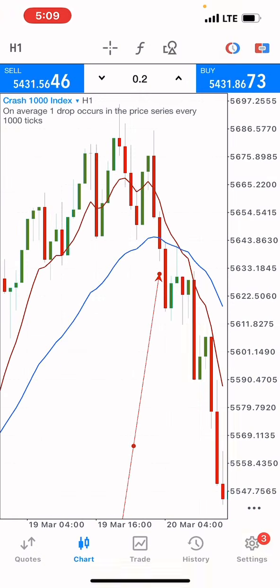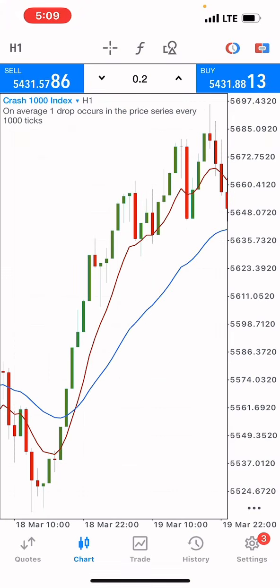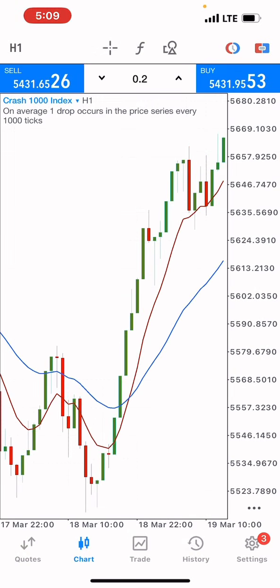Okay, let me take this out. If you go to this other place, you notice that here price was consistently moving above the indicators. So this is not a time for you to be selling the Crash 1000 index. Rather, this is the time to look for buying opportunities. But since we are trying to catch spikes, we want to be selling.